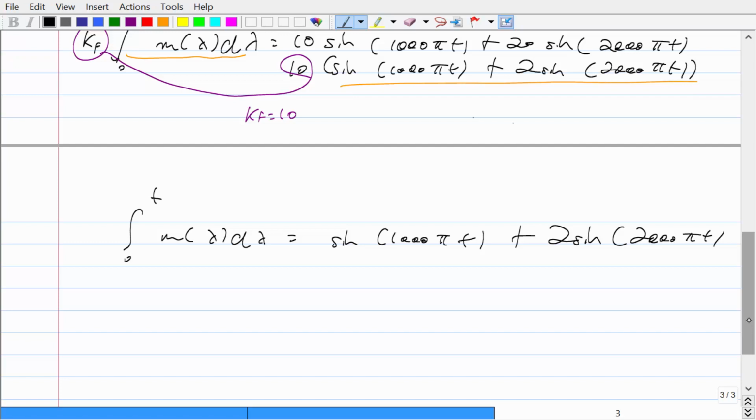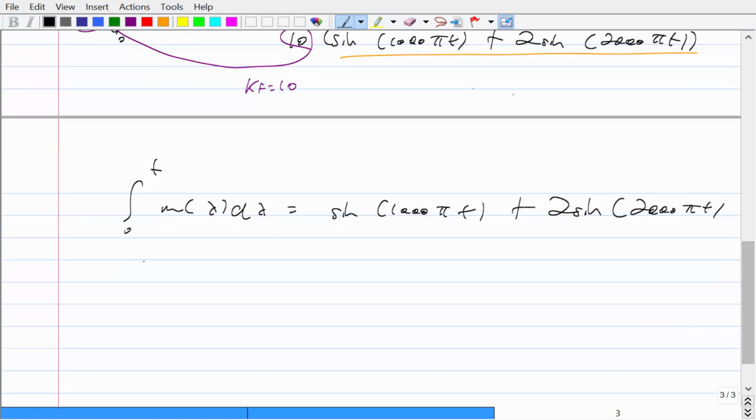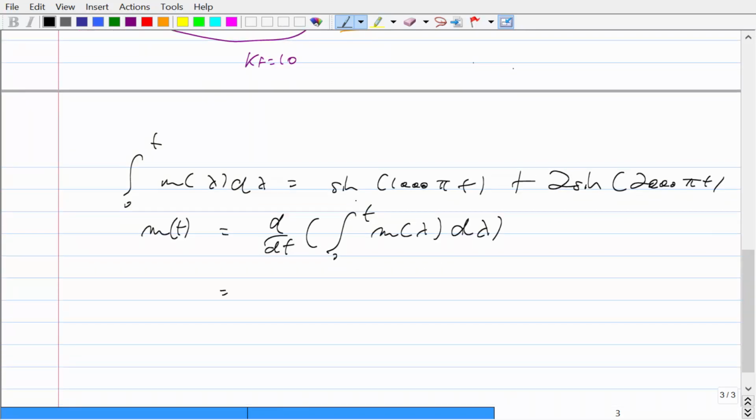If we want to find what the actual message is, when you differentiate the integral, you get the original value itself. So m of t is the derivative of the integral of the message. All I have to do is differentiate the right side. Remember, when you differentiate sine, you use the chain rule. So this becomes 1000 pi cos of 1000 pi t, plus 2 times 2000, which is 4000 pi, cos of 2000 pi t.